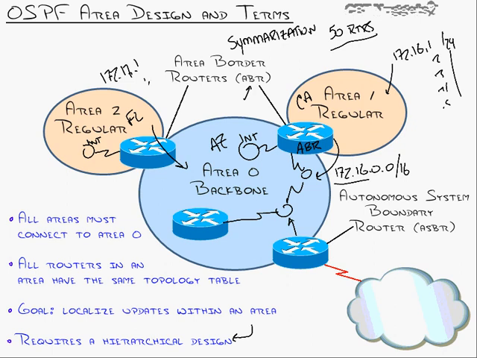And let me emphasize that. The whole reason that we even use multiple areas is to summarize. If you don't summarize when you break into multiple areas, you're defeating the whole purpose, and you're just causing more processor cycles on all of the routers.